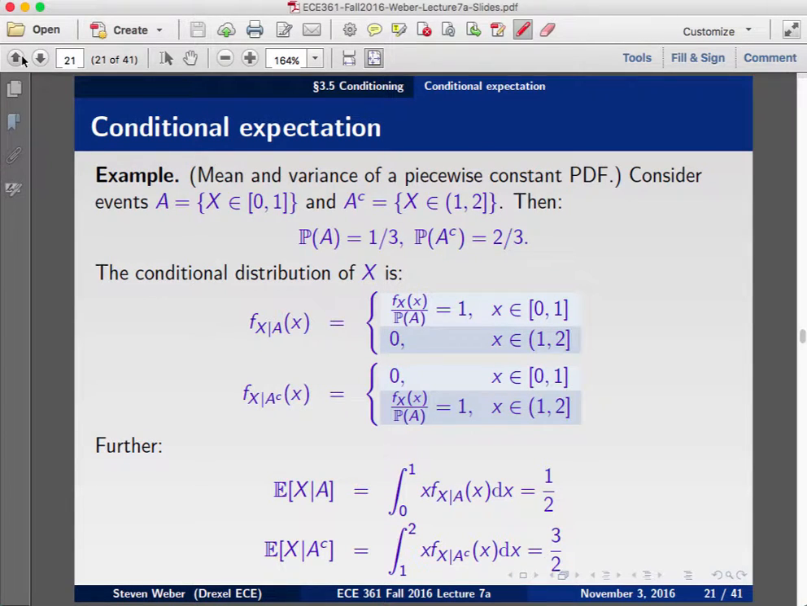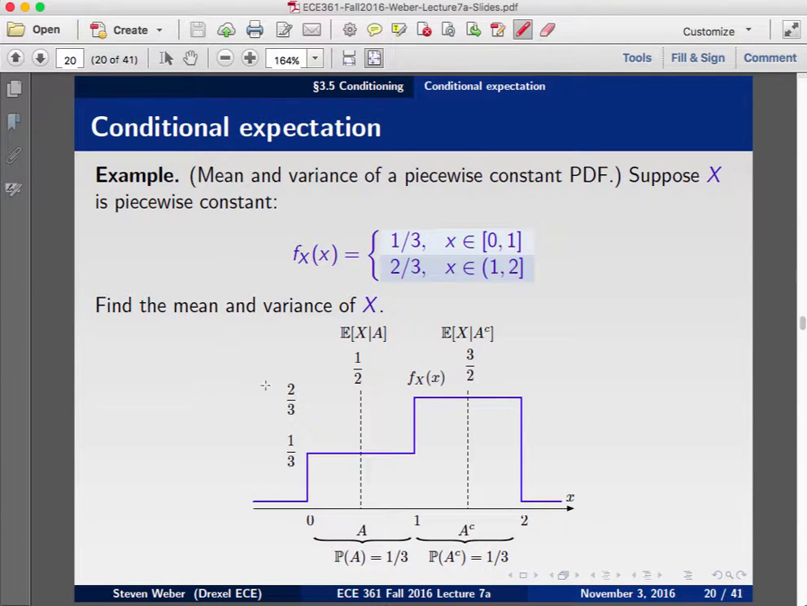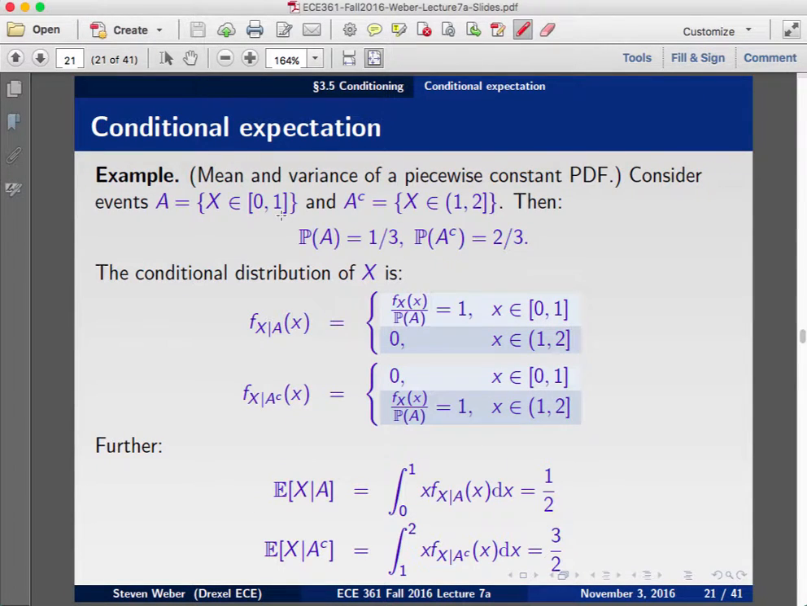If we go back and look again, it should be clear that the probability that x is in A, which is obtained by integrating the PDF over 0 to 1, is going to be the area under the PDF from 0 to 1, which of course is height 1/3 times width of 1, or probability 1/3. Likewise, the probability of A complement is obtained by integrating the PDF from 1 to 2. In this case, that integral, which is the area under the curve, is the area of this rectangle, which has height 2/3 times width of 1, or probability of A complement is 2/3. And that's what I've written here. Probability of A is 1/3, probability of A complement is 2/3.